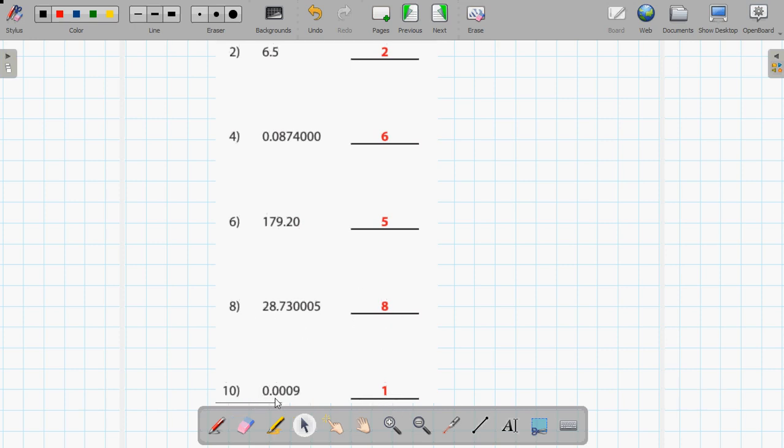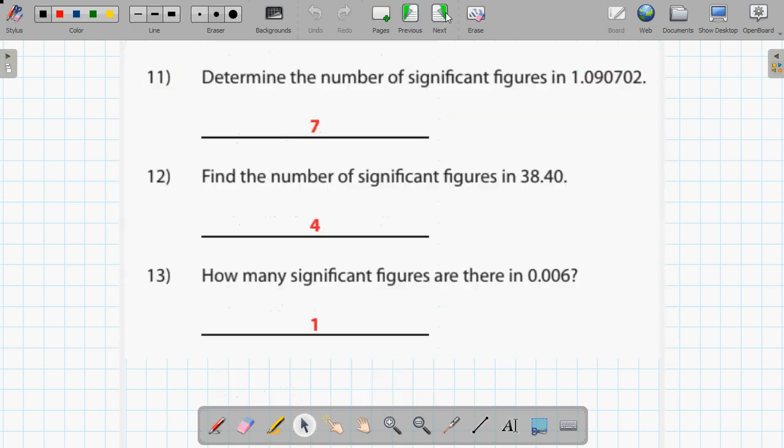The 0.000, those are not significant digits because they are left end zeros. They're never significant. Only the non-zero 9 is significant. And then lastly, number 11 has 7 significant digits, 12 has 4 significant figures, and 13 has 1 significant figure. So now that was the practice.